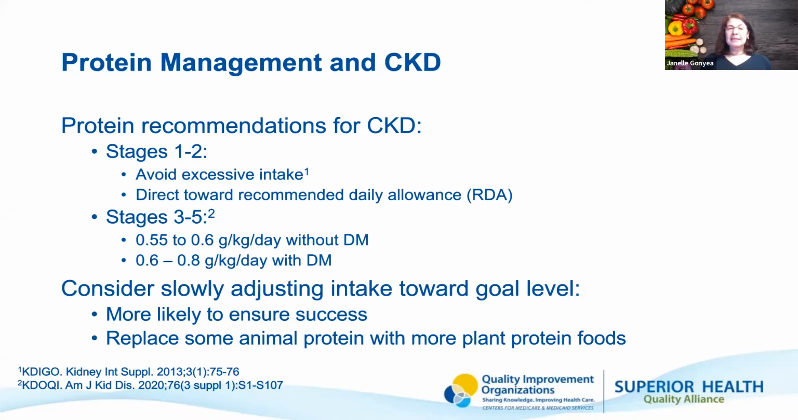If they progress to stages 3 through 5, then we find we have to nail that down a little bit more specifically and drop the overall protein intake to 0.55 to 0.6 grams per kilogram per day.